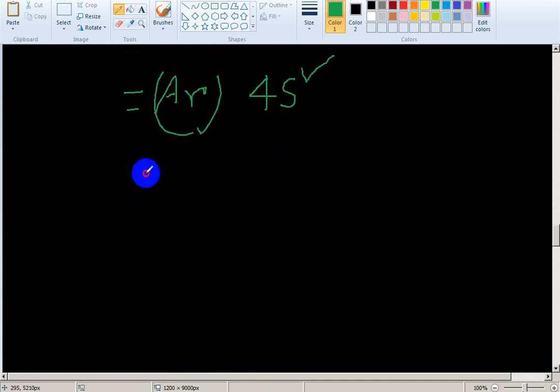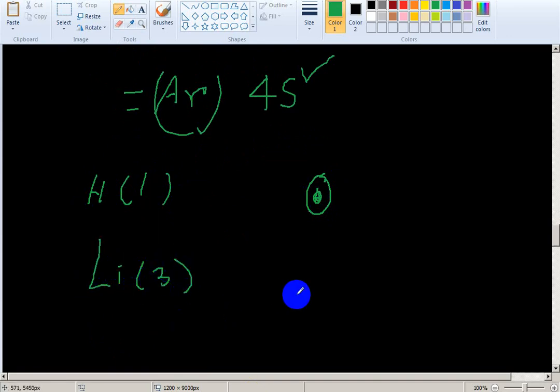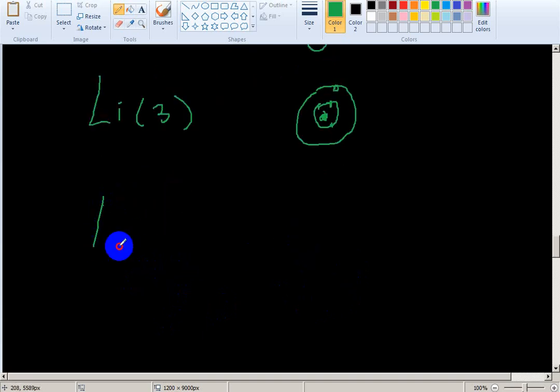Hydrogen is 1. Hydrogen, group 1 element, atomic number 1, so hydrogen has 1 shell. This nucleus has 1 electron, and then lithium has 3 electrons, and then sodium has 11 electrons.